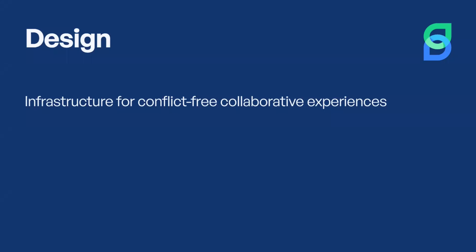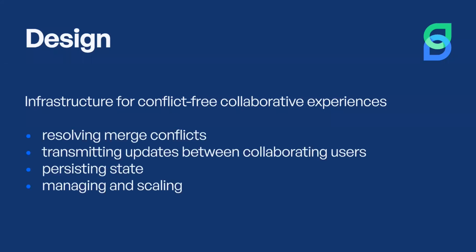When designing Symphony, our goal was to provide the infrastructure needed for creating conflict-free collaborative experiences on the web in a way that is easy for developers to drop into their existing applications. This infrastructure will need a means of resolving conflicts, receiving and transmitting updates to collaborating users, and persisting state. Furthermore, we wanted to abstract away the complexity of managing and scaling this infrastructure.